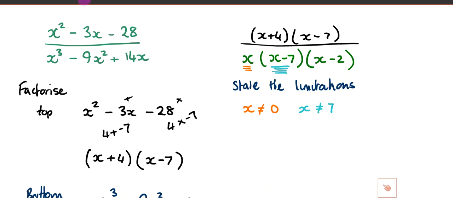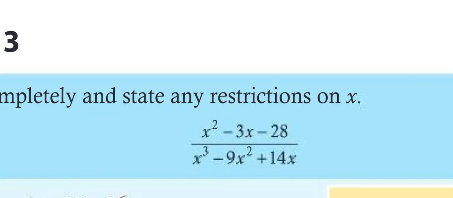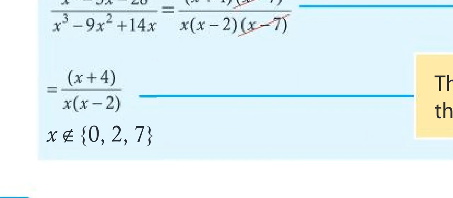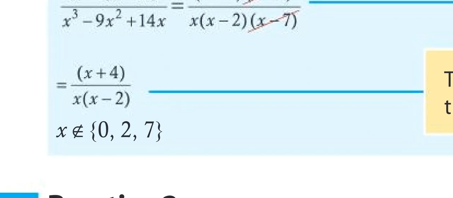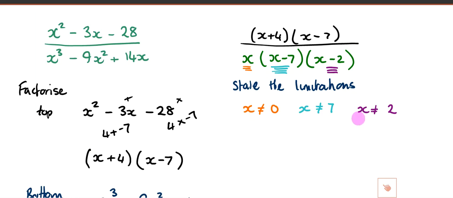And x cannot equal 2 in the last one. Yeah? x is not allowed to equal 2. Right? So just to show you, in the book, it actually says it like this. Does that make sense to you? So x is not an element of 0, 2 and 7. I've just written it in that way.